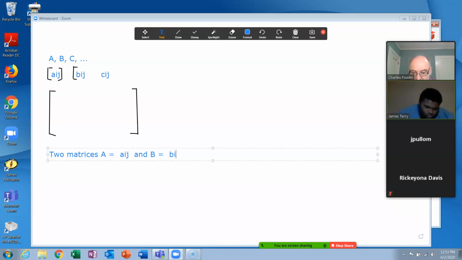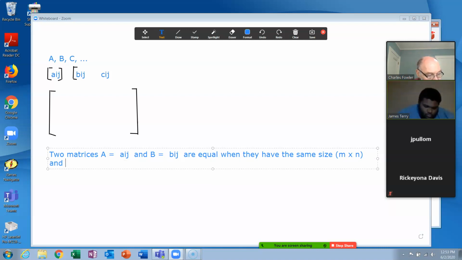Little b ij are equal when they have the same size. We'll call that M by N. M standing for number of rows, N number of columns. So they have to be the same size.